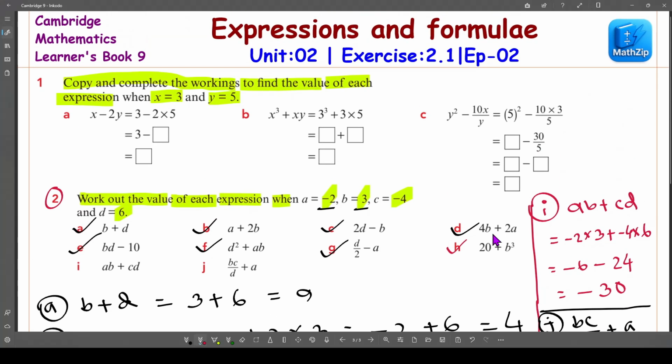So in this video I am trying to solve number 1 and 2. In the next few days I will try to solve step by step. No need for any hurry, just slow and steady. So exercise 2.1 episode 2, we solved number 1 and 2. In the next video, episode 3, we will start from number 3 of this chapter.